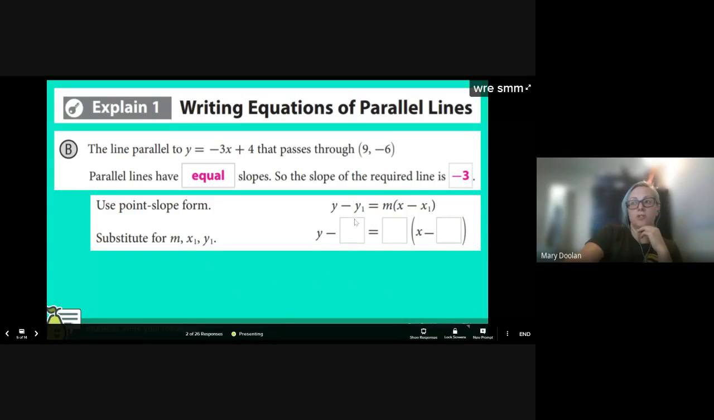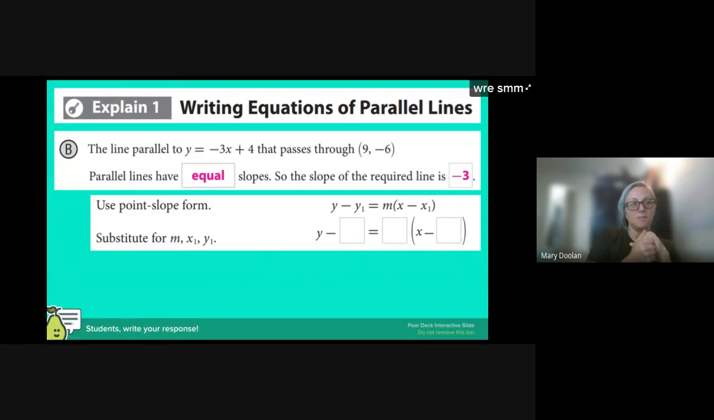So what goes in the first box? Which number? Is it 9, -6, or -3? What goes in this box? Is it 9, -6, or -3? What goes in this box? Is it 9, -6, or -3? What's the correct order to enter in 3 values so that I'm substituting correctly?